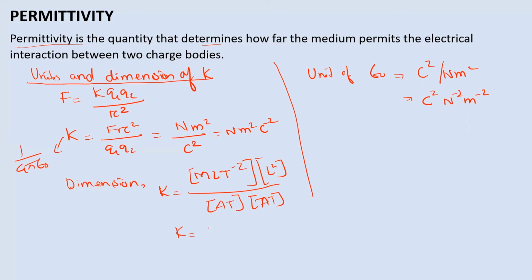So from here, you can write the dimension of K, the electrostatic force constant, as M L cubed, T to the power minus 4, and for A, you will have minus 2. I think it's clear, no doubt. So this is the dimension of the electrostatic force constant. Similarly, you can calculate for permittivity. You can just write the reciprocal also, because we know K is equal to 1 by 4 pi epsilon naught.